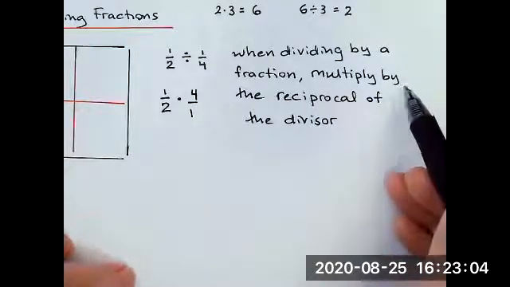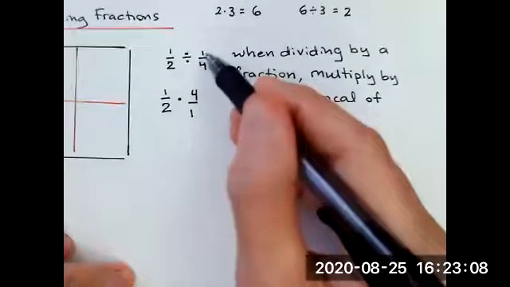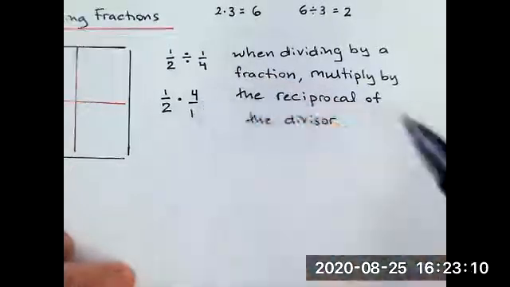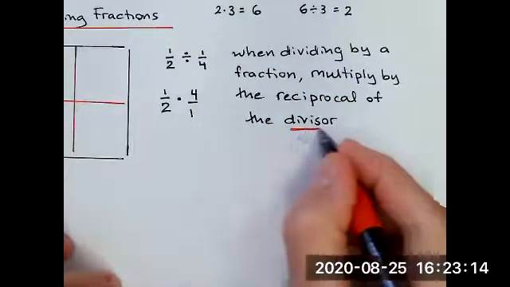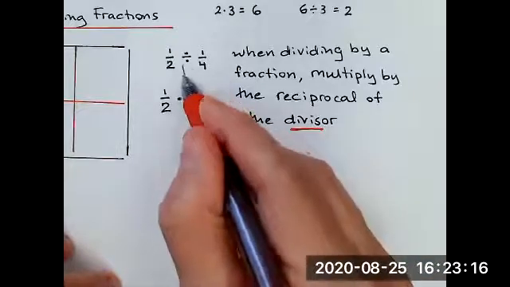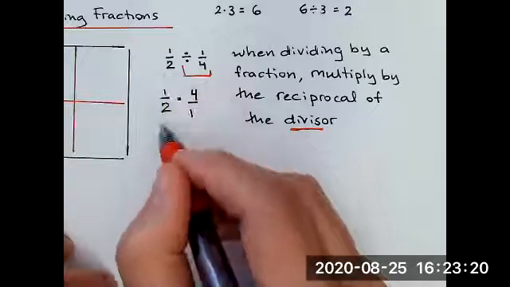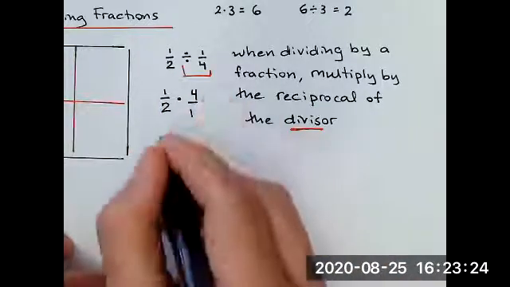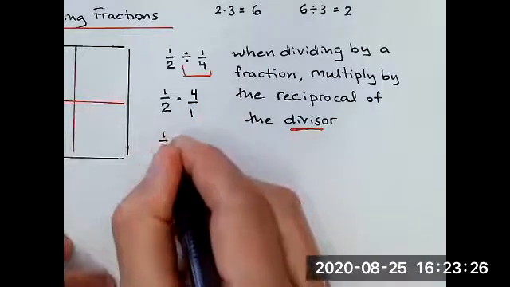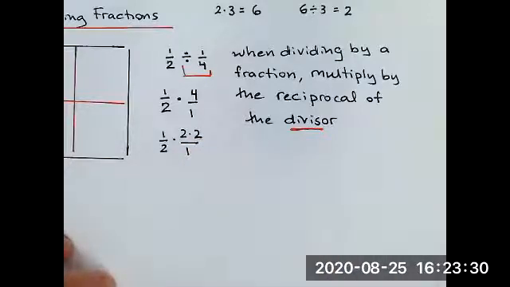So you multiply by the reciprocal. Reciprocal means you trade the numerator and the denominator of the divisor. That's the second fraction, the one that you're dividing by. You'll notice that the fraction that's being divided stays the same. And then just like before, you reduce before you multiply.